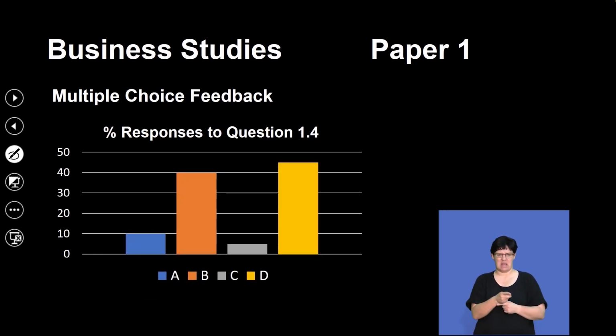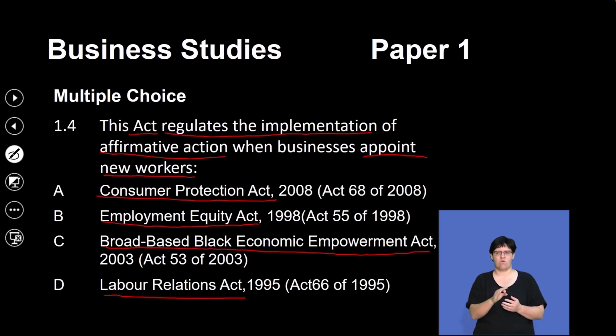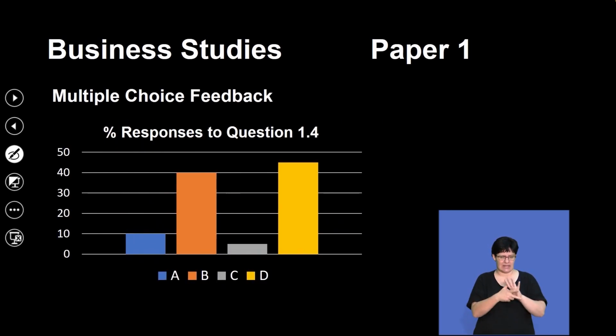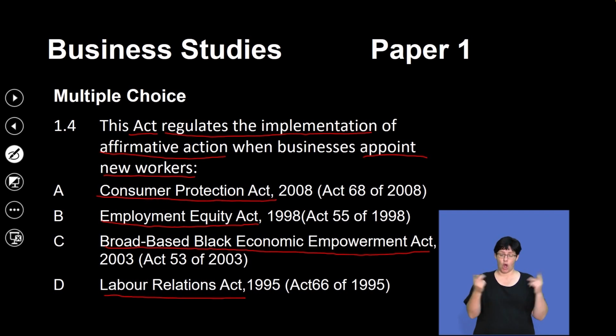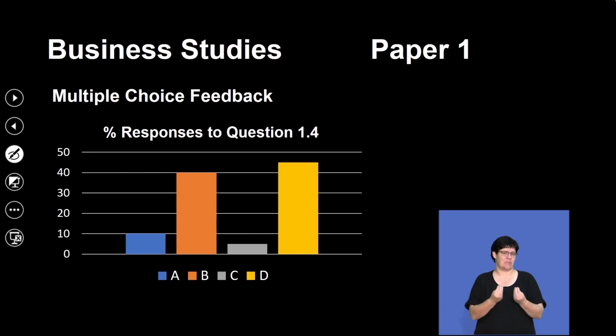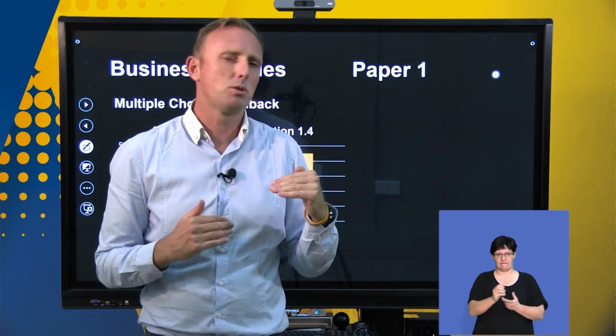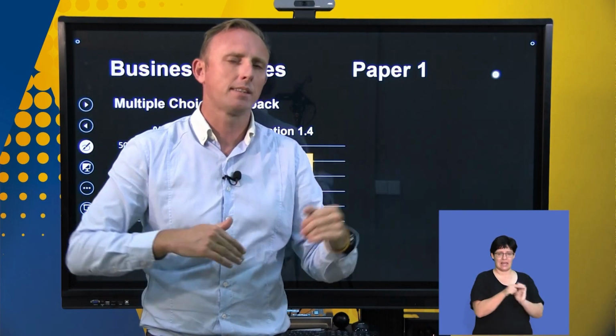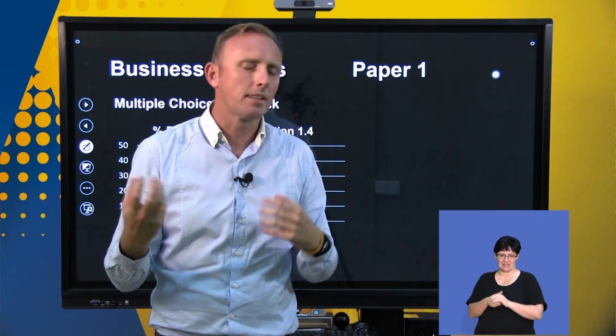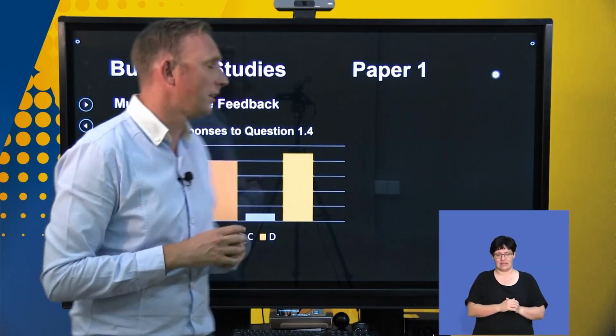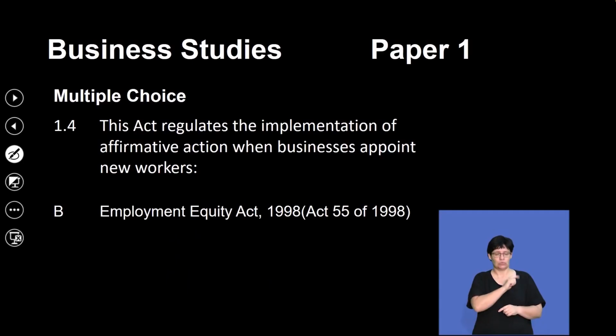So not many for the Consumer Protection Act. We've got quite a few for the Employment Equity Act. Not many for the Broad-Based Black Economic Empowerment Act, and then a lot of you went for the Labor Relations Act. Now, this is something where a lot of you get confused between the Employment Equity Act and the Labor Relations Act when it comes to affirmative action. So the answer that we were actually looking for was the Employment Equity Act.